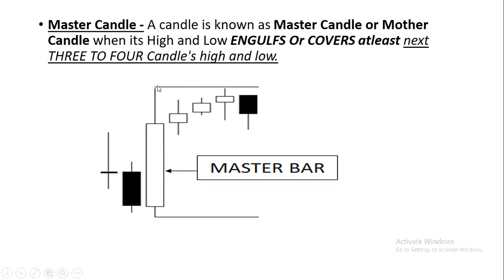If price breaks 100 on upside, your target will be 110. Master candle high plus master candle range is your target. Master candle high 100, range we got 10 points. So 100 plus 10, 110 is your target. In the same way, if price breaks 90 on downside, target will be 80. Master candle low minus master candle range is your target. Master candle low 90, range we got 10 points. 90 minus 10, 80 is your target for short trade.